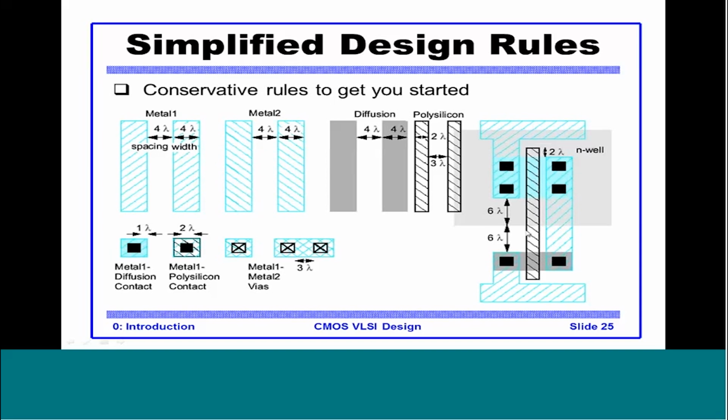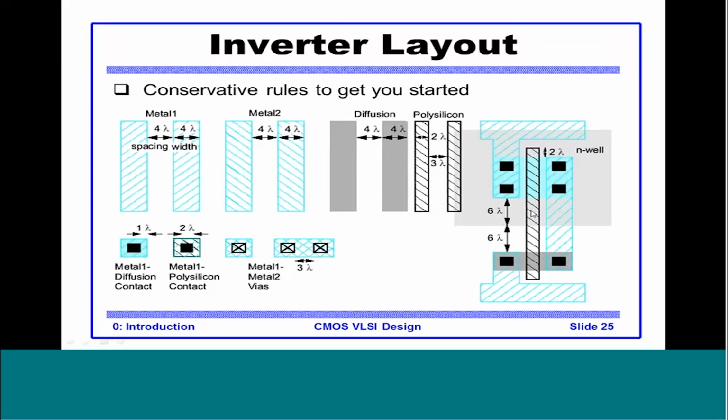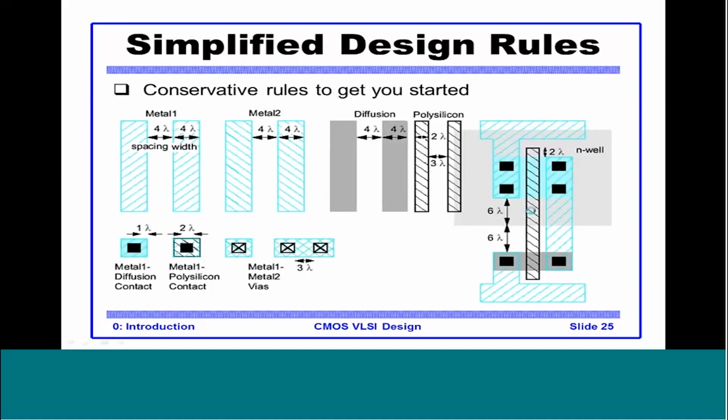This is the way the gates are connected together. This is the polysilicon material. So the poly of PMOS and the poly of NMOS, they both are connected together. So the gates are connected. This is the input part, where we apply the input voltage. This is where we get the output.